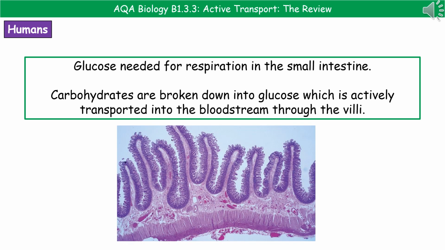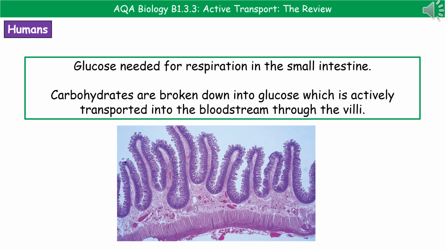If we now turn our attention to humans, then we also use active transport. And the key place that we will see this is in our small intestine. So obviously we've got the small intestine as part of our digestive system. And what we actually find is that the small intestine is the location where we're going to absorb these useful nutrients into the blood. The one we're going to look at here is glucose.